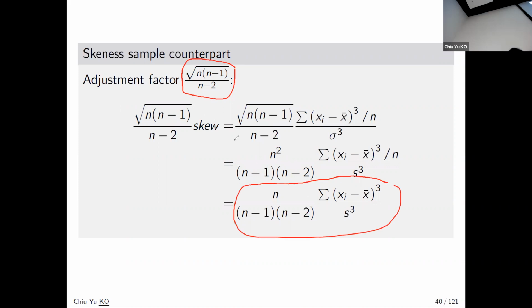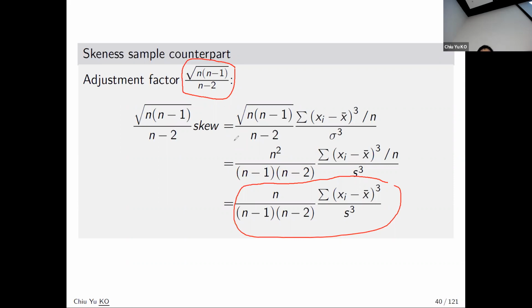And you probably don't need to worry about this formula. I'm not going to go into the detail, but you may ask why I talk about this. It is because Excel gives you this. When you call the skew function in Excel, this is what they give you. And you may ask why we have this formula.